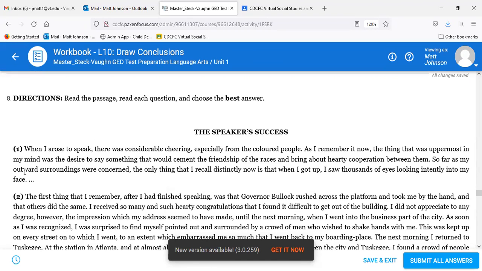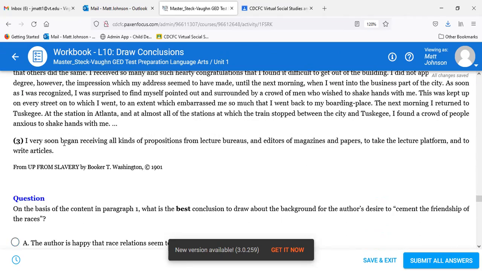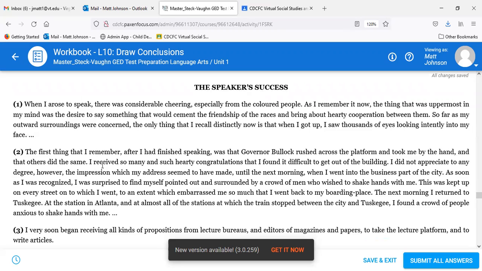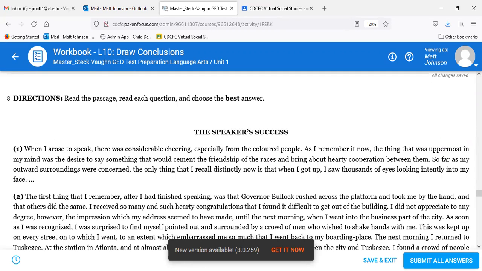Okay, and a new passage here for number 8. This is from Up from Slavery. So, we've got Booker T. Washington here speaking in 1901. So again, thinking about the title, The Speaker's Success.